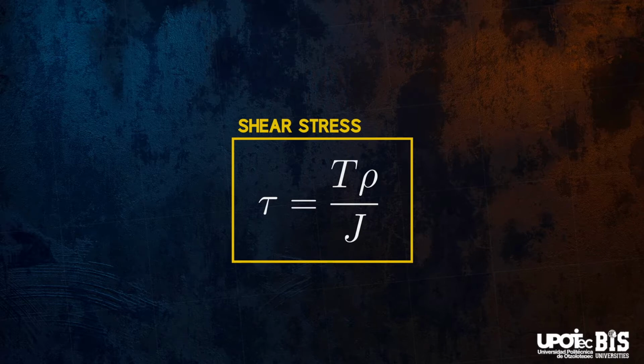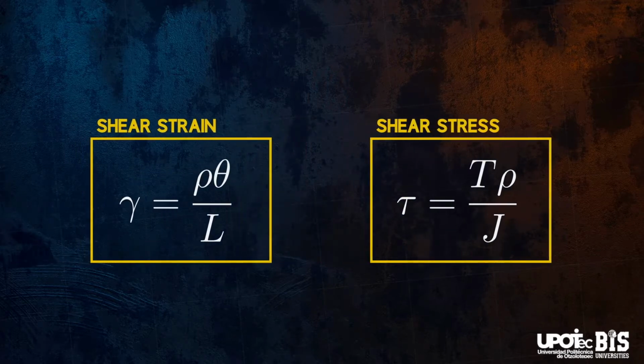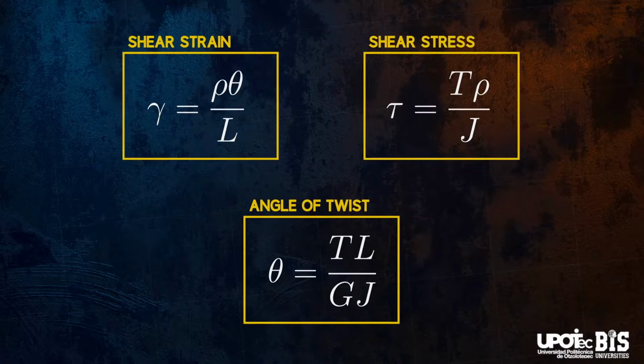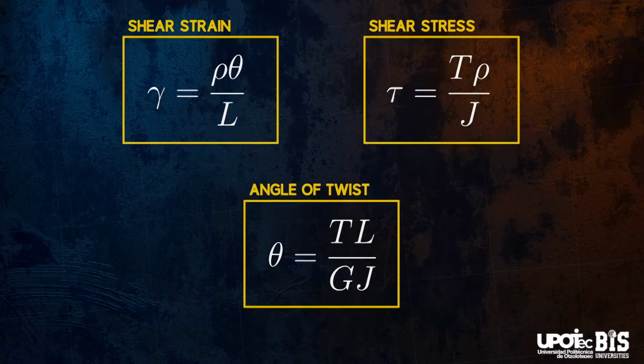So we now have equations that allow us to calculate the shear strains and shear stresses. We also have the equation for angle of twist that we talked about earlier. These three equations tell us everything we need to know about a circular bar which is under torsion. So far, we have only talked about a uniform bar fixed at one end with a single applied torque, but shafts are often loaded by multiple torques.